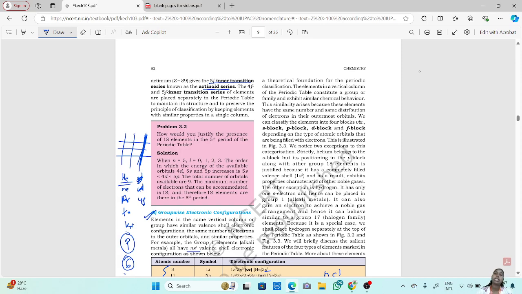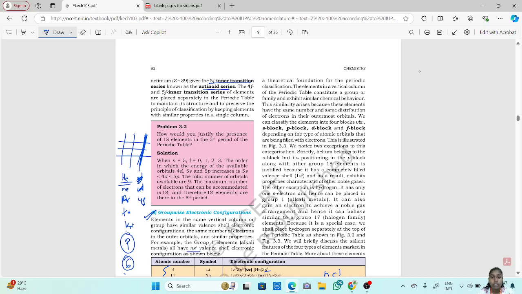Aufbau's principle is basically given to make it easier for us to write the orbitals, how the electrons are filled. What is the pattern in which the electrons are filled in the orbital? It makes it more convenient to observe the filling of electrons. Now because of Aufbau's principle, there is a theoretical foundation for the periodic classification.